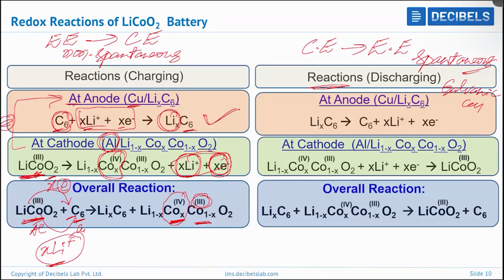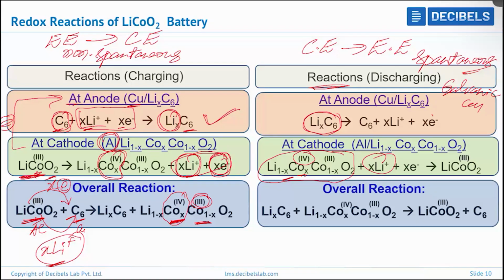Okay. So you can see now, after charging, the anode is rich in lithium, LiC6, and the cathode is deficient in lithium as well as electrons, cobalt in the plus 4 oxidation state. So they want that lithium and electron back. Therefore, the lithium-rich graphite starts undergoing oxidation.